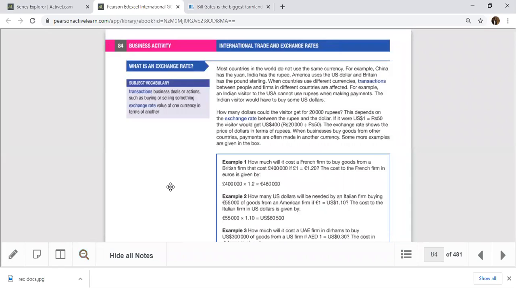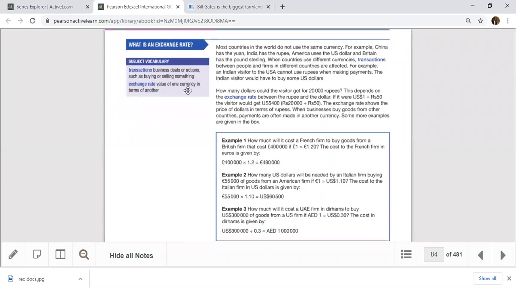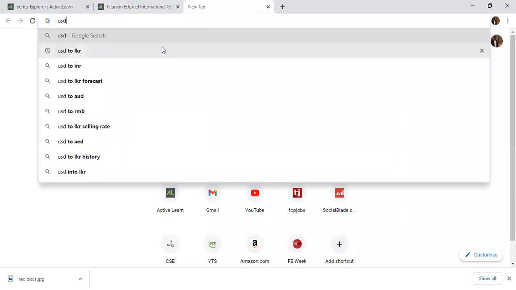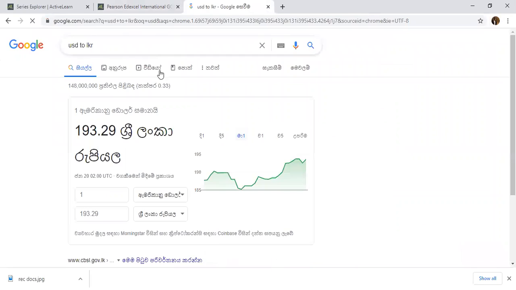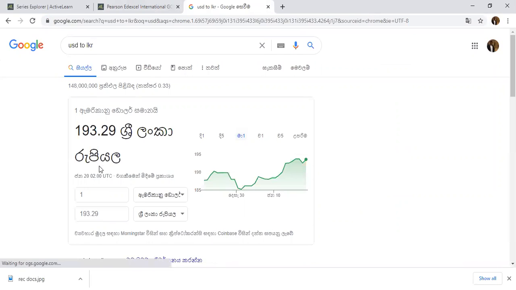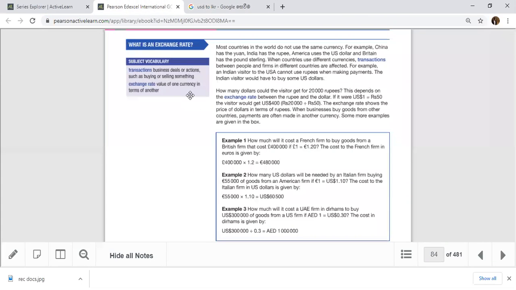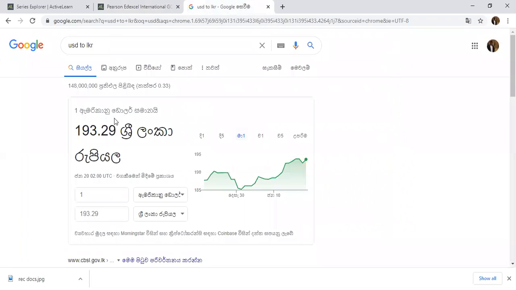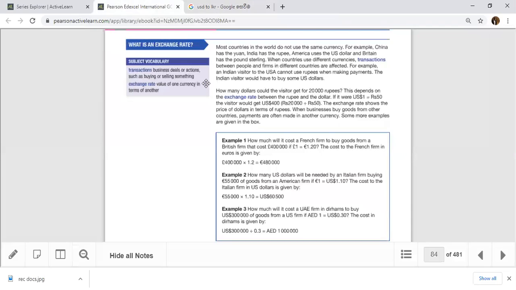So when you go to the exchange rate, we can define it as the value of one currency in terms of another. Value of one currency in terms of another, right? If you talk about the US dollar to Sri Lankan rupees, we can type it as USD to LKR. If you type like that, you can see the value coming. One US dollar equals 193.29 rupees. So it's the value of one currency in terms of another. That's the exchange rate conversion.